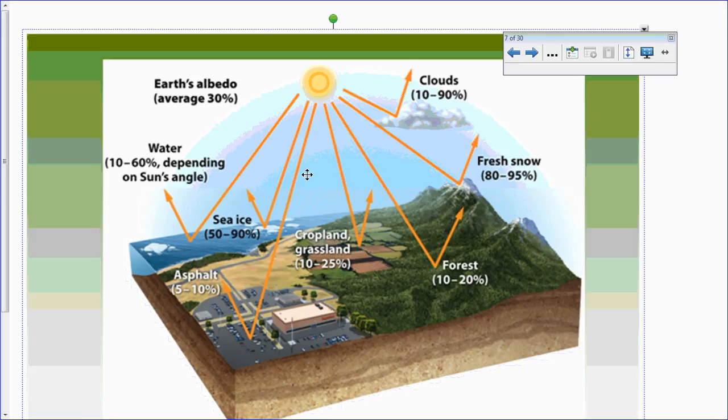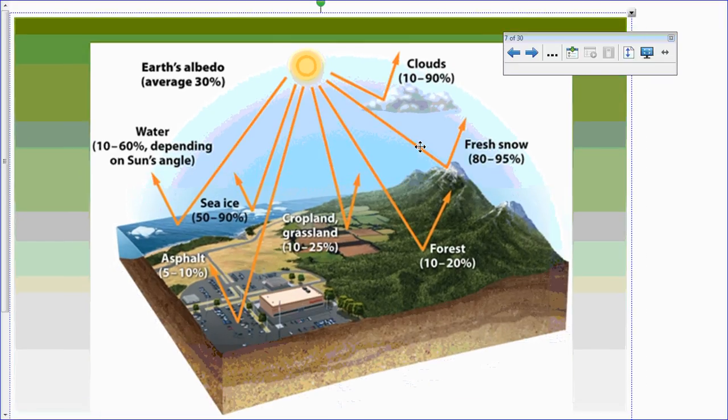All right, so let's talk about this idea of albedo. This is kind of cool. We know that the sun is white light, so it will reflect and absorb differently depending on the color of the object that it hits. So obviously something like sea ice will have between 50 and 90% reflection rate.